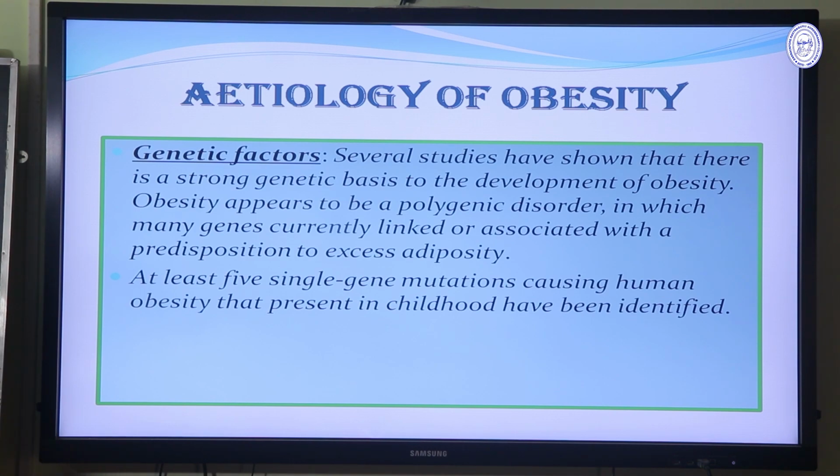Different studies show that there is a strong genetic basis to the development of obesity. Obesity appears to be a polygenic disorder, in which many genes are associated with predisposition to excess adiposity. At least 5 single gene mutations causing human obesity that present in childhood have been identified in different experiments.